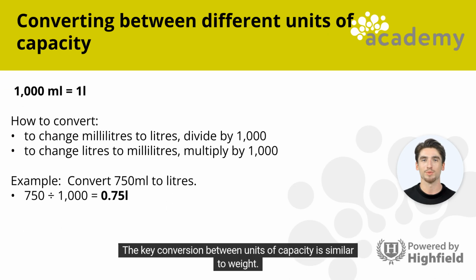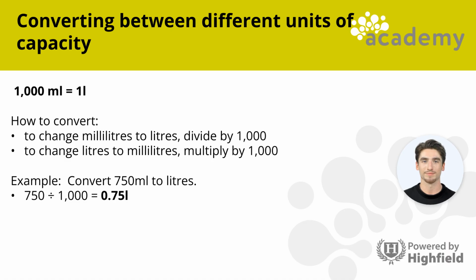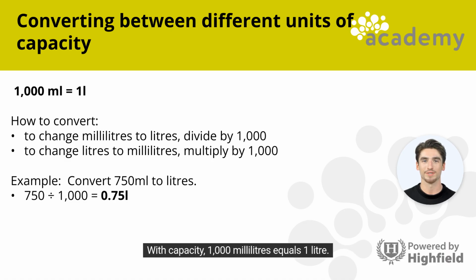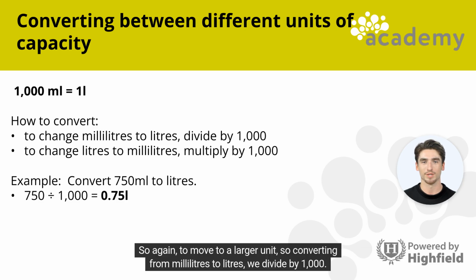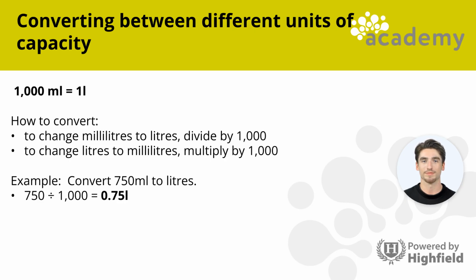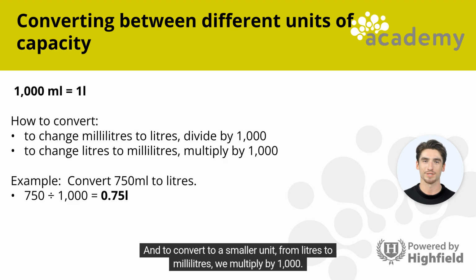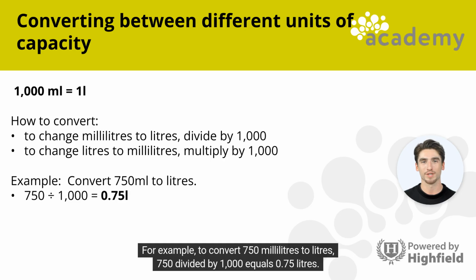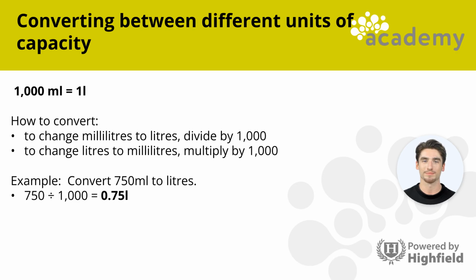The key conversion between units of capacity is similar to weight. With capacity, 1,000 milliliters equals 1 liter. So again, to move to a larger unit, so converting from milliliters to liters, we divide by 1,000. And to convert to a smaller unit, from liters to milliliters, we multiply by 1,000. For example, to convert 750 milliliters to liters, 750 divided by 1,000 equals 0.75 liters.